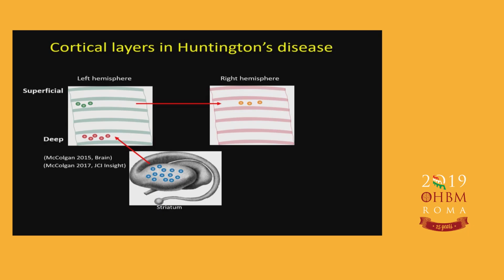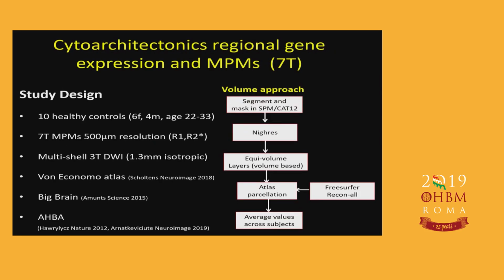But before we apply this to a disease, we have to understand what we can measure and what our limitations are. So we collected data in 10 healthy controls at 500 micron resolution, and I'll focus here on R1 and R2 star. In the same subjects, we also collected multi-shell 3T diffusion MRI data. We used the Scholtens MRI von Economo atlas to look at von Economo. We used Desikan to look at BigBrain, and we used the Glasser atlas to look at the lamina-specific genes.